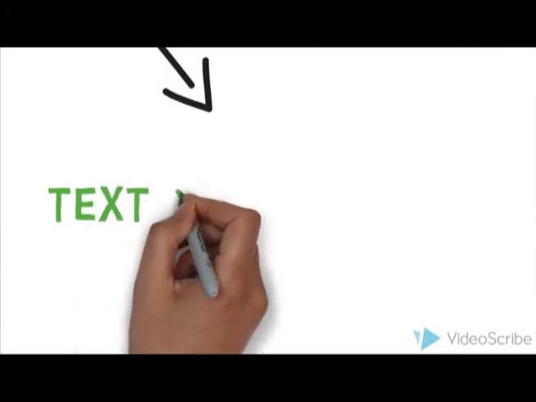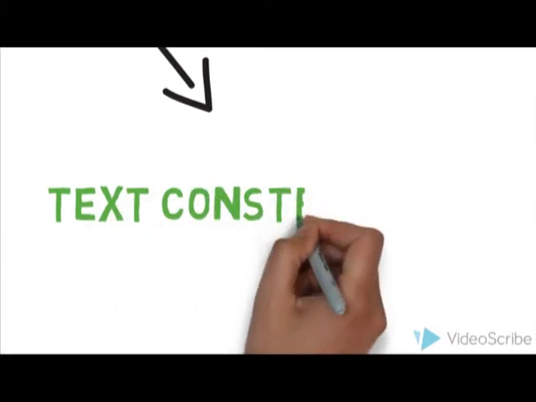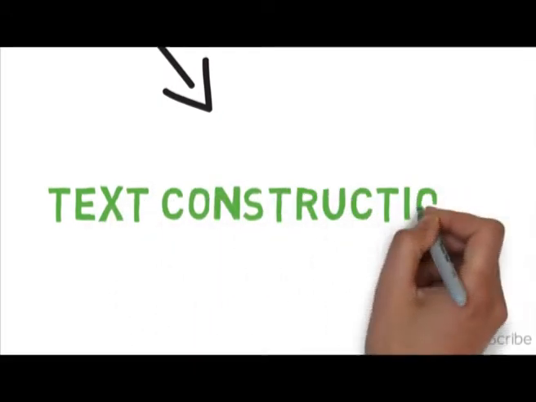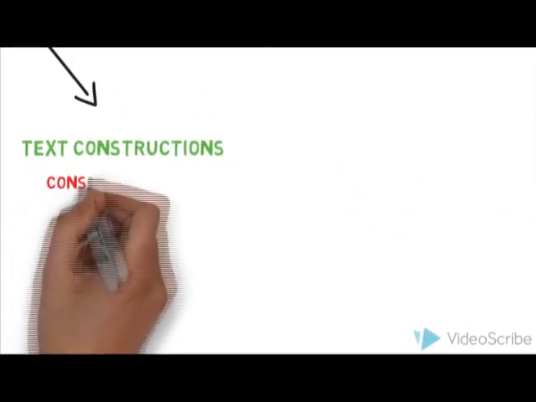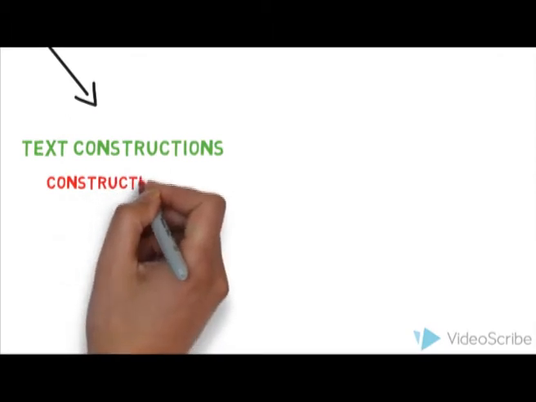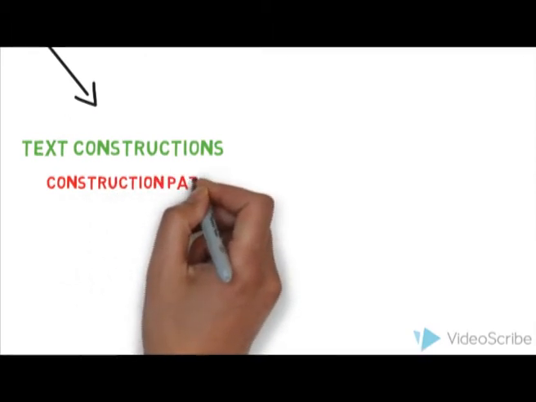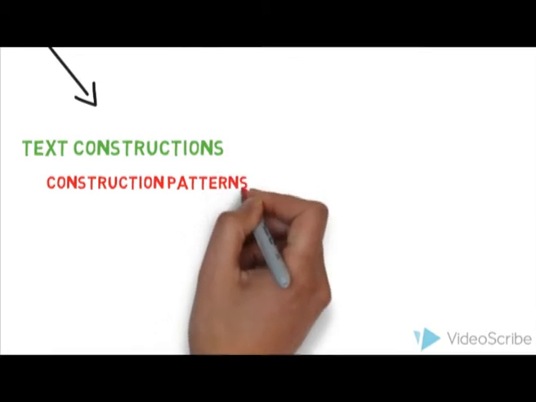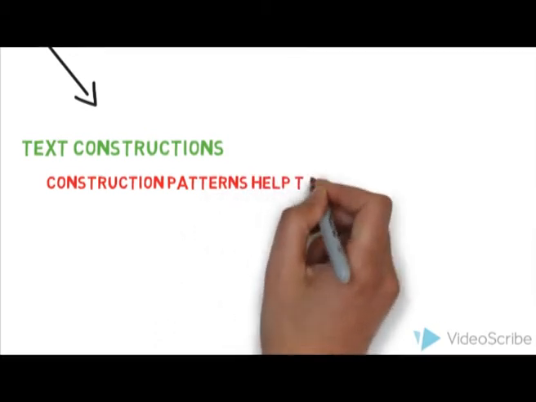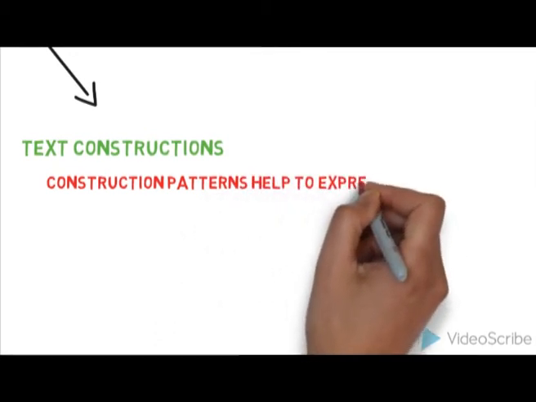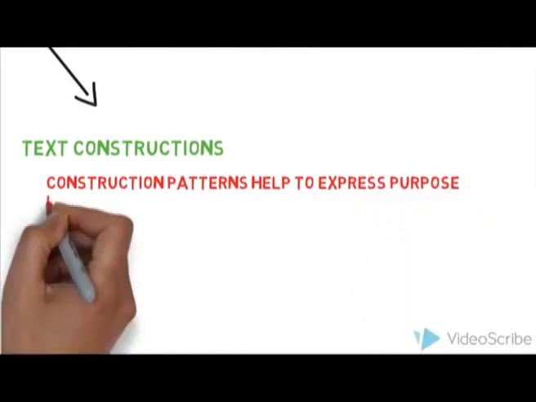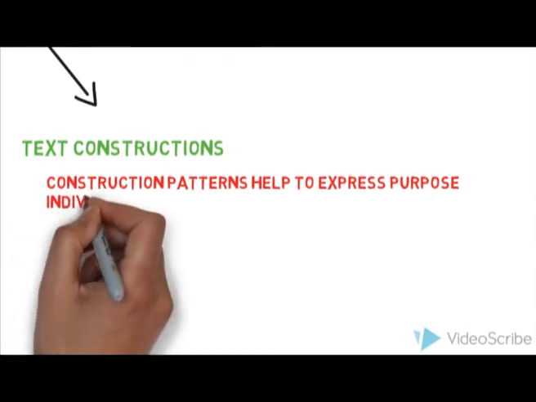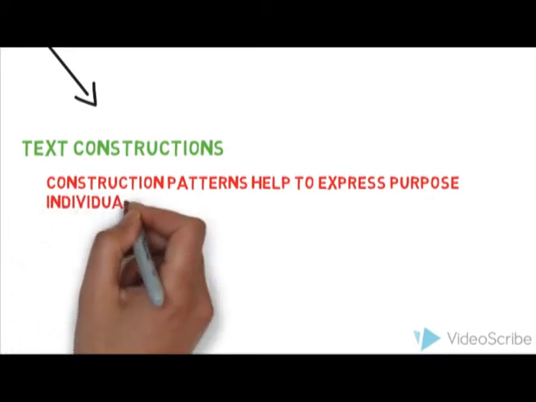Differences within a genre. We can find typical text constructions. Literature constrains writers, imposes construction patterns that help them to express their purpose. The same happens with poetry. Individual paragraphs within a text also tend to follow set patterns.